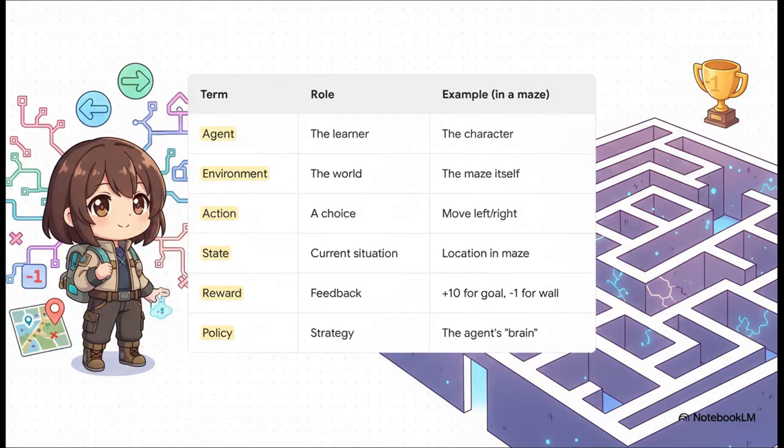To make this super clear, just picture a little video game character trying to solve a maze. The character is our agent. The maze itself is the environment. The actions are obvious. Move up, down, left, or right. The state is just its current coordinates in the maze. It gets a big reward, say plus 10 points for finding the exit, and a little penalty, -1, every time it bumps into a wall. Over thousands of attempts, it develops a policy, which is basically its brain, that tells it the best move to make from any square in that maze.